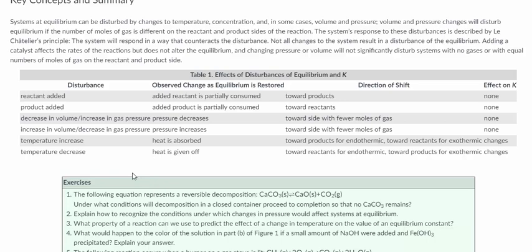But there is not going to be a change on the value of K, the equilibrium constant, unless there's a change in the temperature. But we'll get there eventually. You don't need that right now.